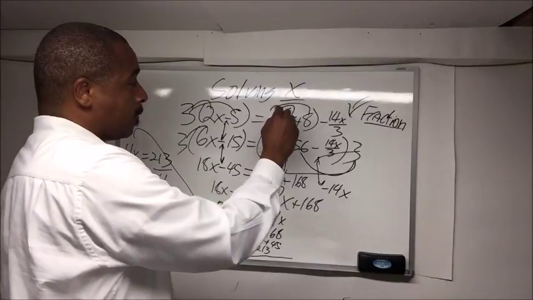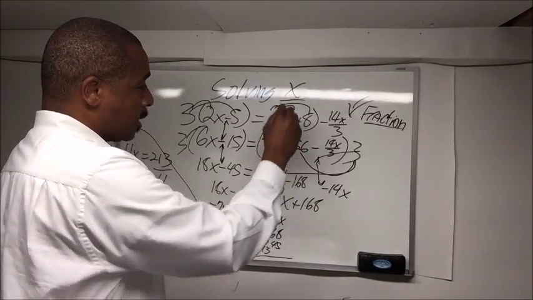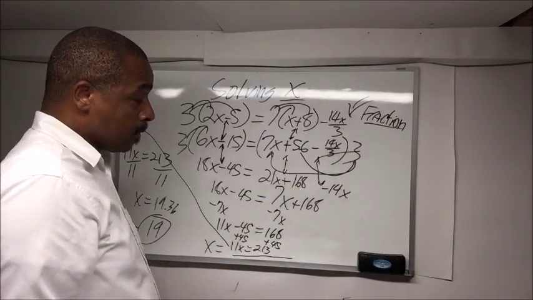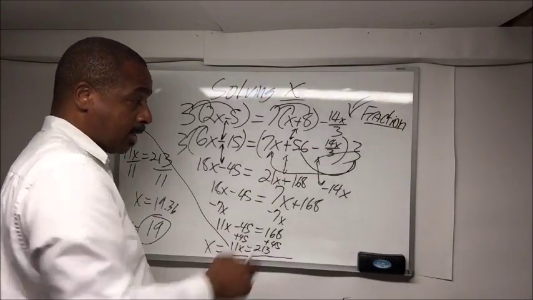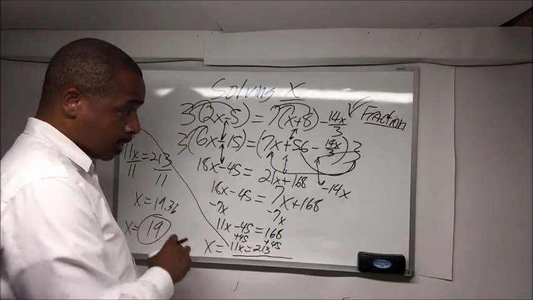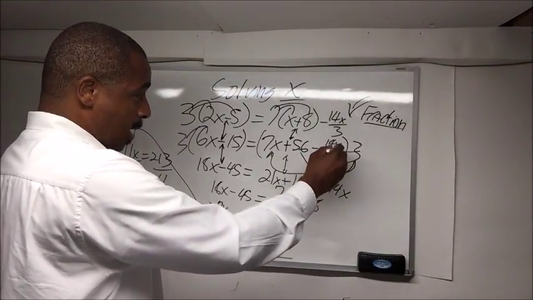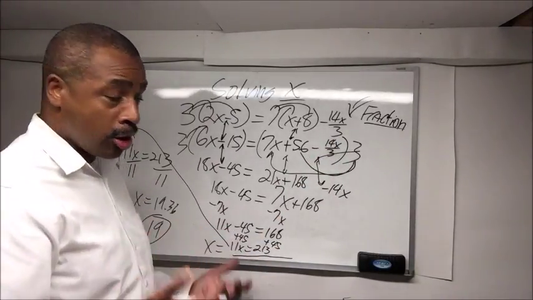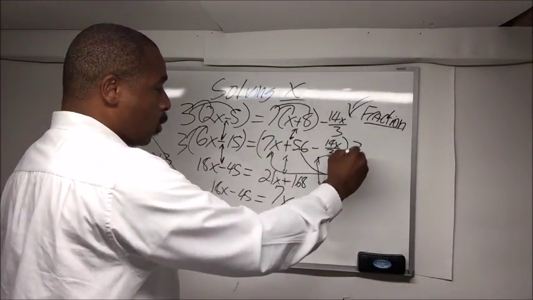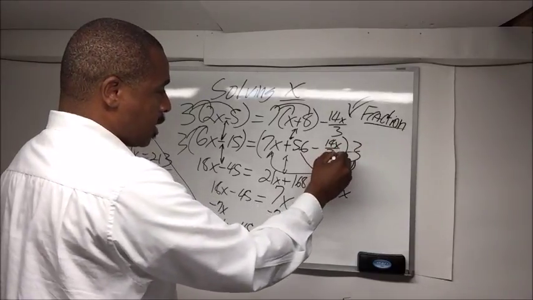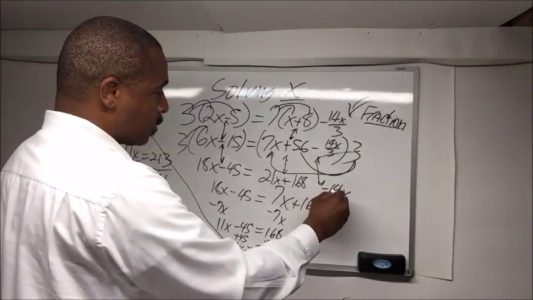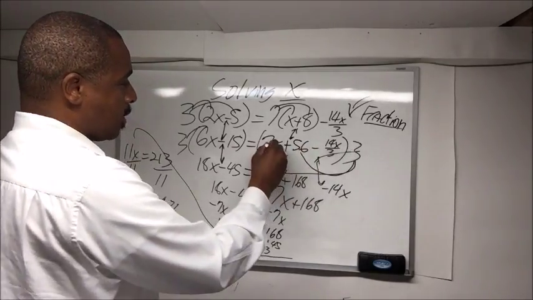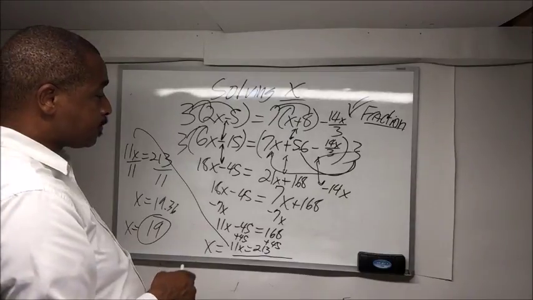We did the same thing over here. 7 times x gave us 7x. 7 times 8 gave us 56. And then minus 14x over 3. We wanted to get rid of this fraction because we wanted to get x equals something down here. So we did that by doing the opposite. So it was 14x divided by 3. We did the opposite, which was multiplied by 3. So we multiplied the whole thing by 3. That 3 times 3 canceled that out, gave us minus 14x. 3 times 56 gave us 168, and 3 times 7x gave us 21x.